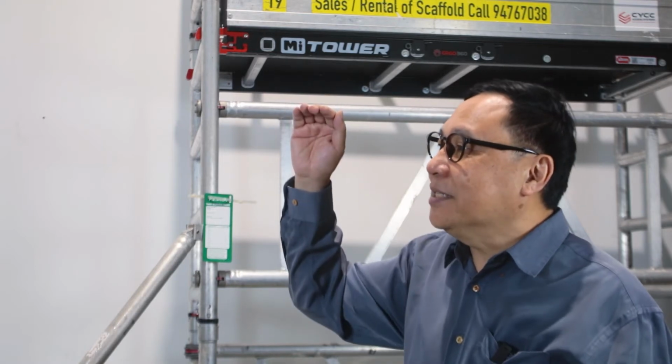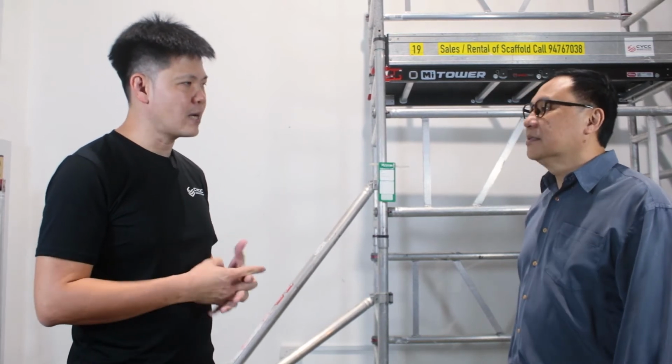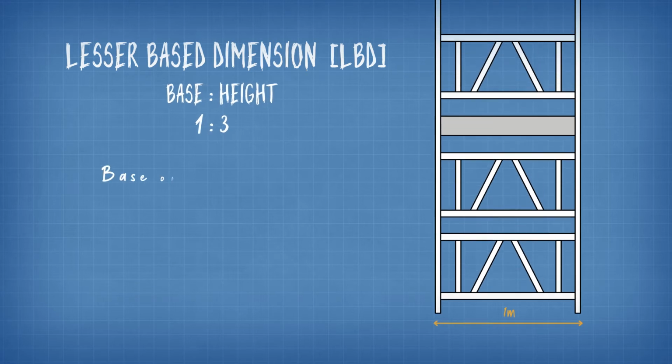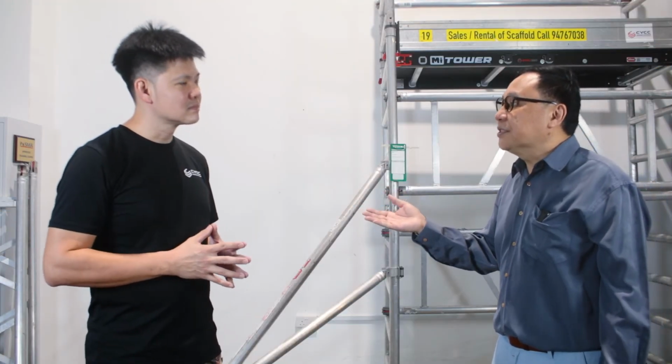What is the maximum height of the aluminium tower scaffold? For a freestanding aluminium tower scaffold, the maximum platform height is up to 12 meters. It is governed by the lesser base dimension such that the base to height ratio is 1:3. So if the base of the scaffold is 1 meter, your platform height will be able to reach up to 3 meters. How do you define lesser base dimension?